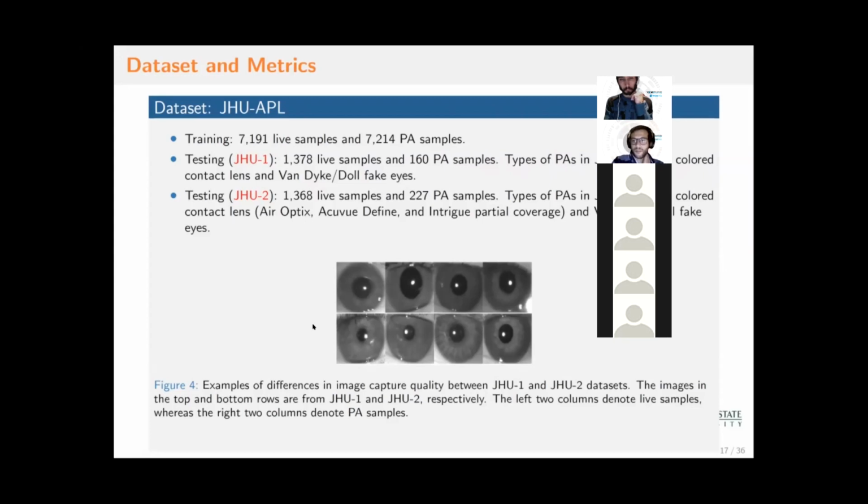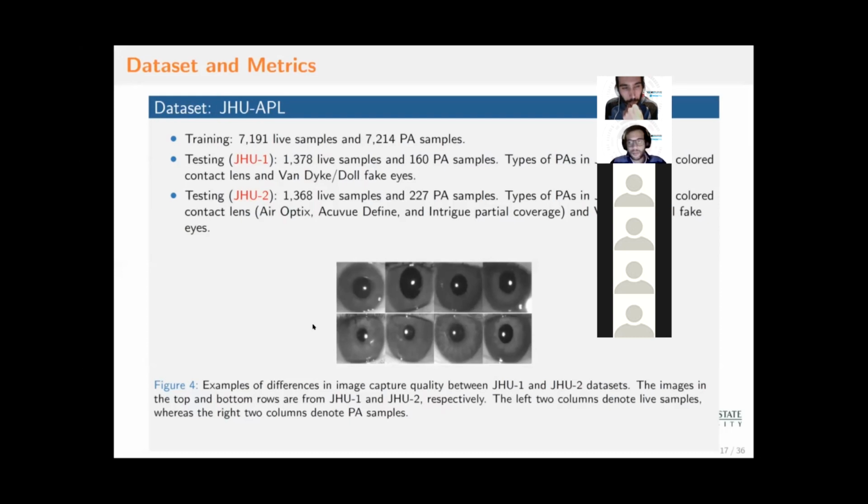And this testing dataset is further divided into two different sessions. The first dataset is called JHU1, and the second testing dataset is called JHU2. They are collected in different sessions. As you notice from this figure, the quality of JHU1 is much worse compared to the quality of the JHU2 dataset, since we have seen a lot of occlusions and blurring effects associated with JHU1.